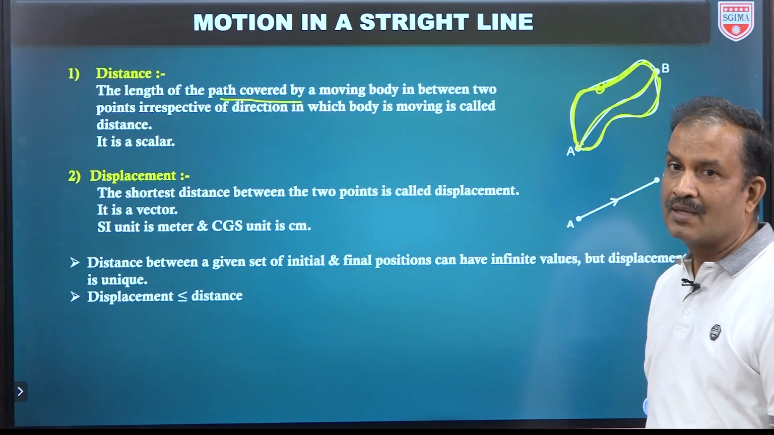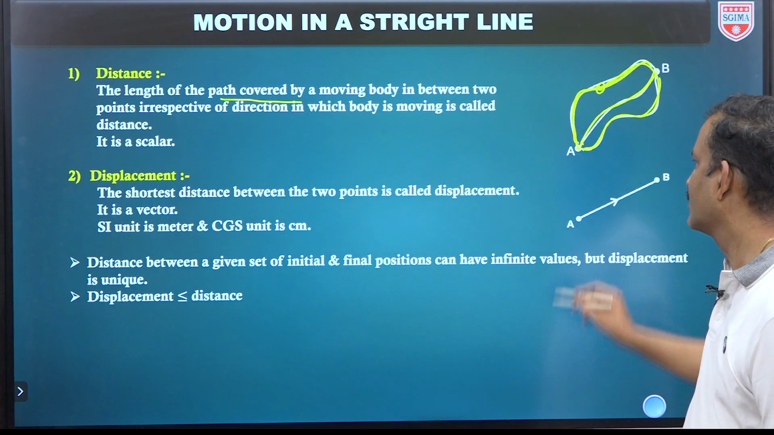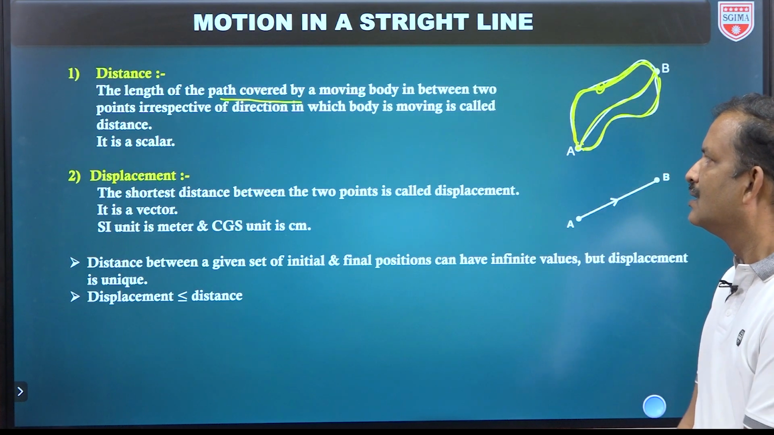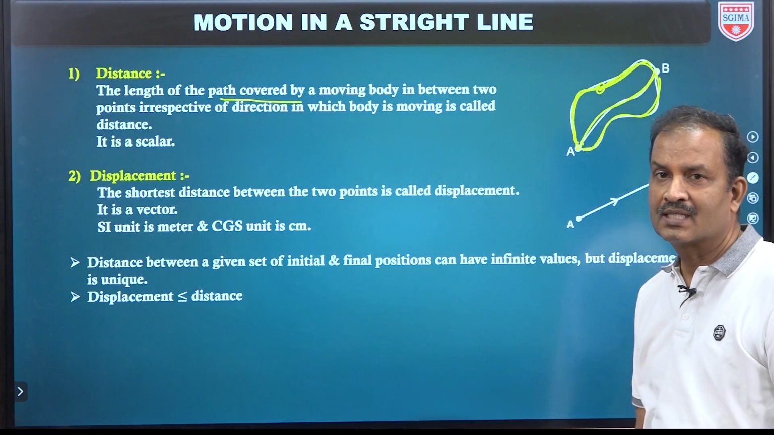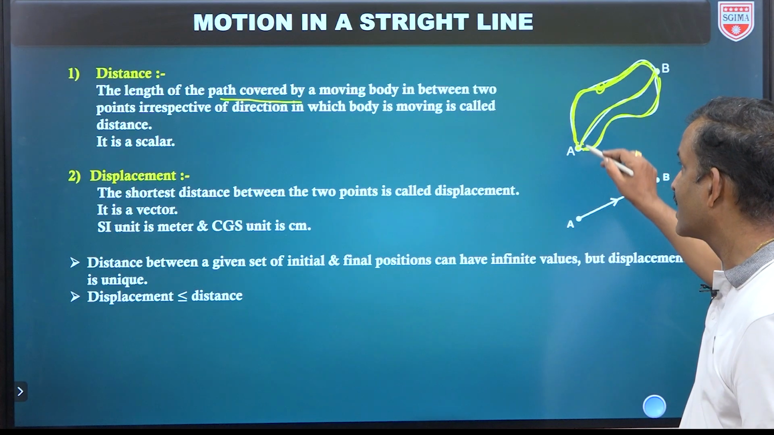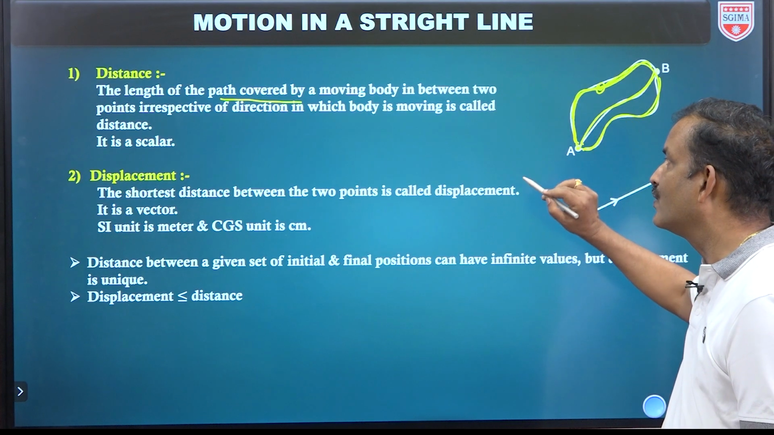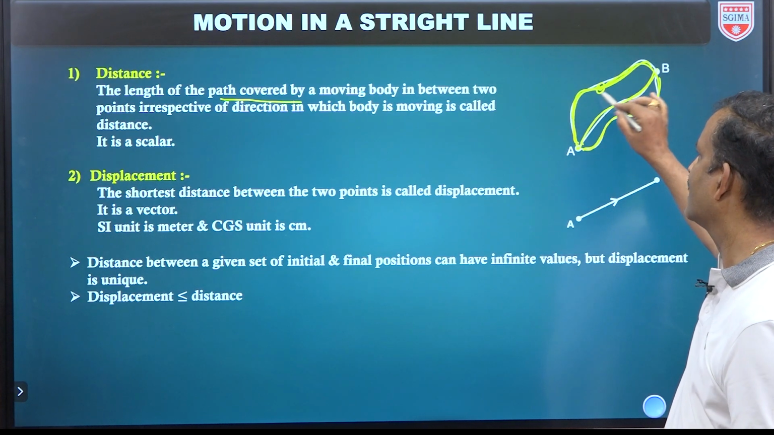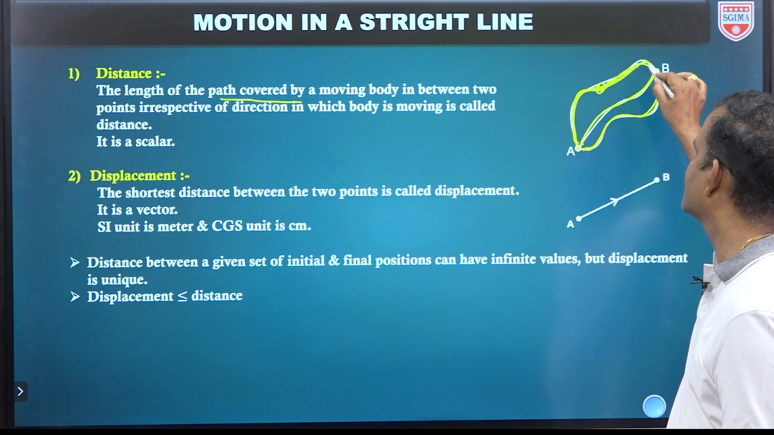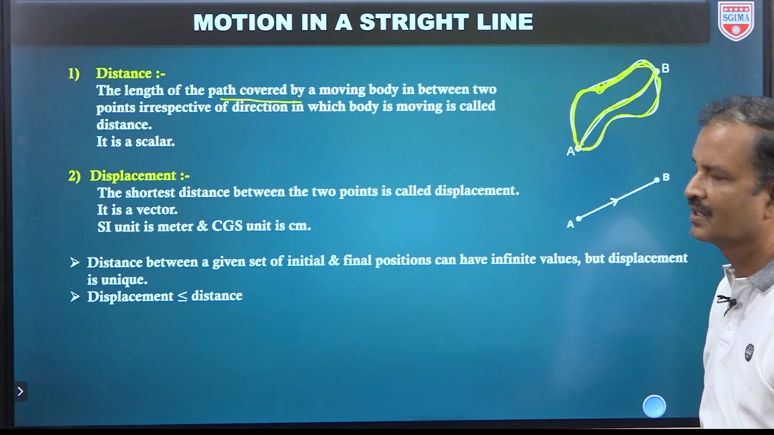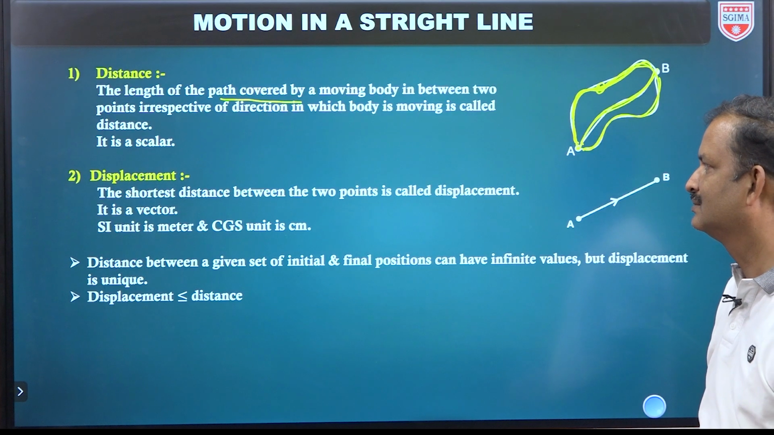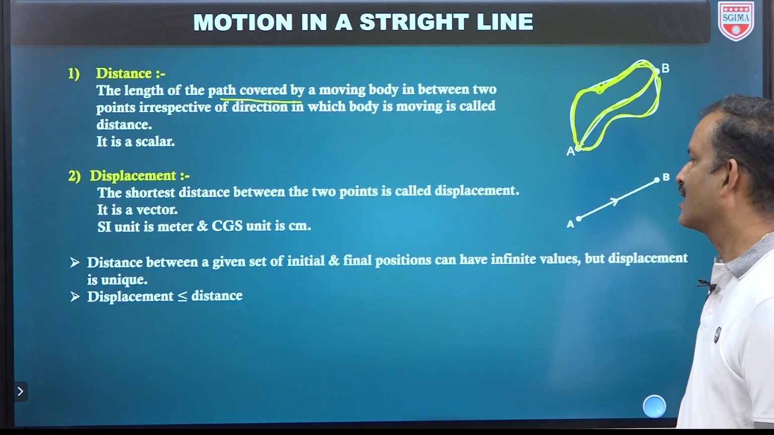The length of the path, we have to take this length by a moving body in between 2 points, irrespective of direction in which the body is moving. We are not considering the direction. It is going in this way means this is the distance. It is going in this way means this is the distance. It is a scalar.